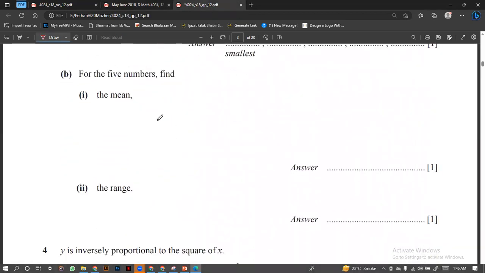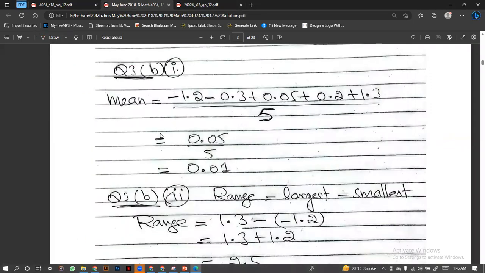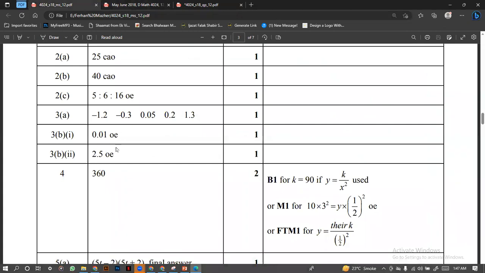Question number 3B, its second part, he wants us to find the range. The range is the largest value minus the smallest value. The largest value in this data is 1.3, and the smallest value is minus 1.2. So it will be 1.3 minus minus 1.2, which is 1.3 plus 1.2, and that is 2.5. So for question number 3B, second part, 2.5 is the answer.